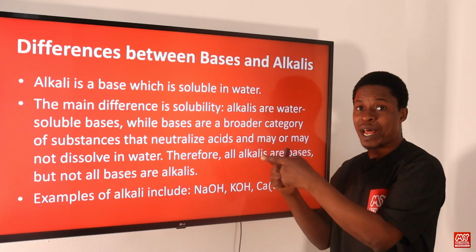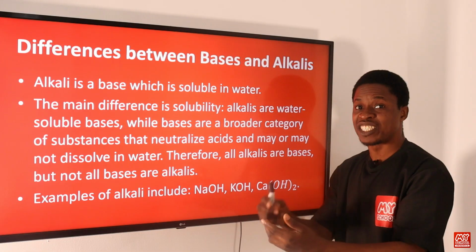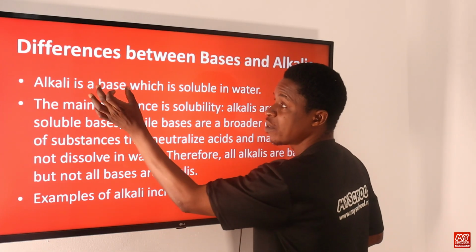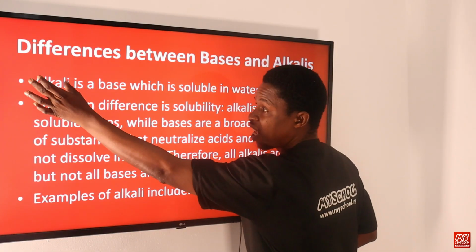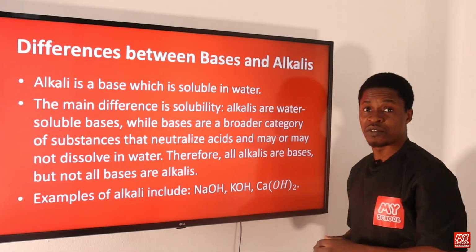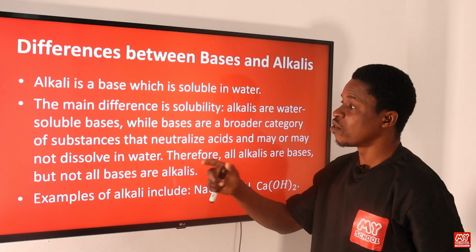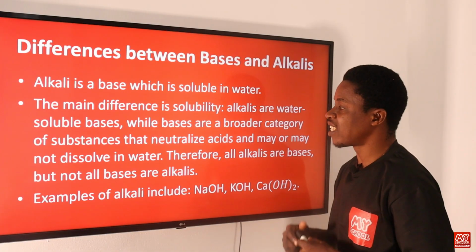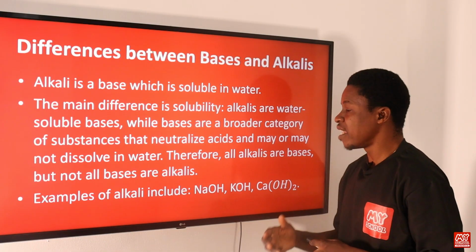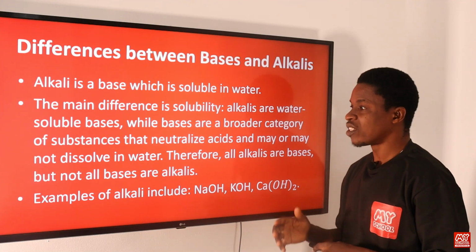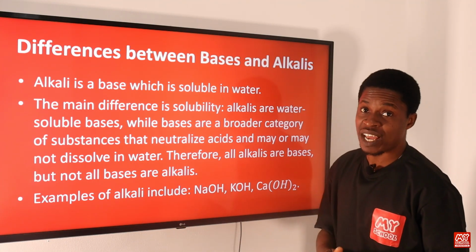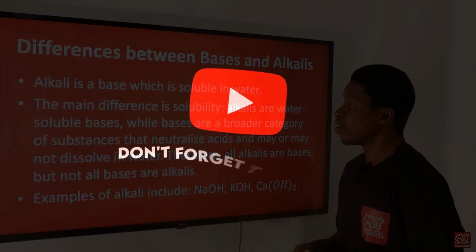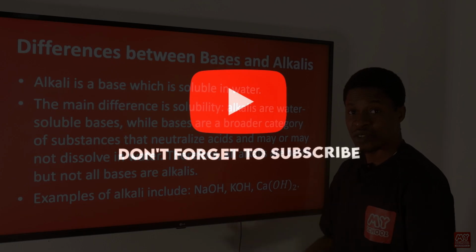Alkali is a type of base that can dissolve in water. So all alkali are bases, but all bases are not alkali. The main difference is in their solubility. Alkalis are water-soluble bases, while bases are a broader category of substances that neutralize acids and may or may not dissolve in water. So bases might not dissolve in water, or they might dissolve in water, but all alkali are usually soluble in water. They are water-soluble substances.